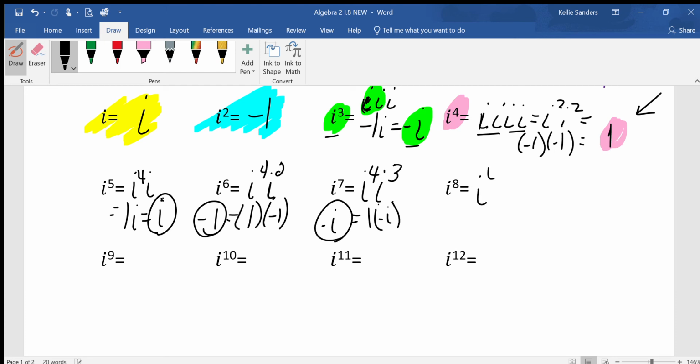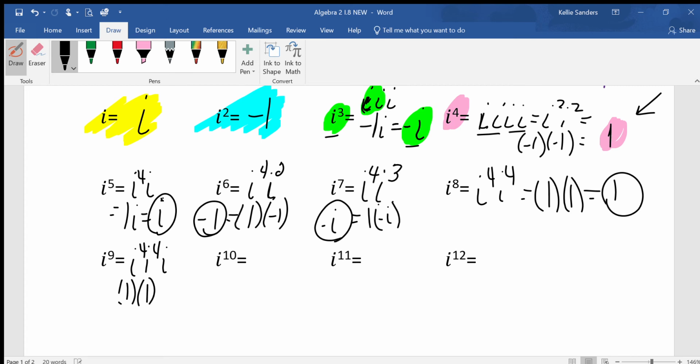i to the eighth is i to the fourth and i to the fourth, because 4 plus 4 is 8, which is a positive 1 times a positive 1, which is a positive 1. Does anybody see what's happening yet? If you don't, bear with me for just a little bit longer. i to the ninth is i to the fourth and i to the fourth and i to the 1. Well, if i to the fourth is 1 and i to the fourth is 1, and then we just have an i, then i to the ninth is the same thing as i.